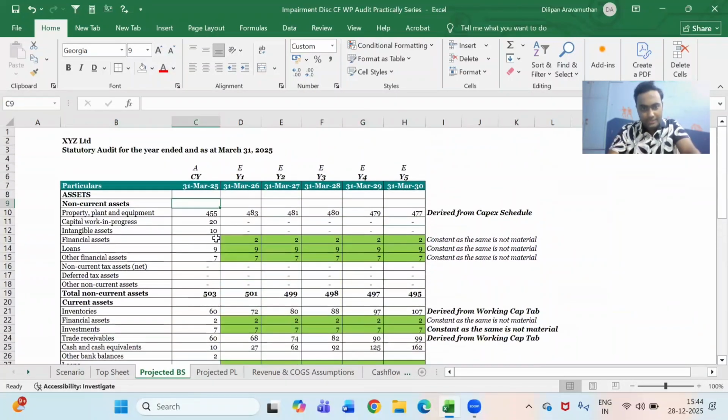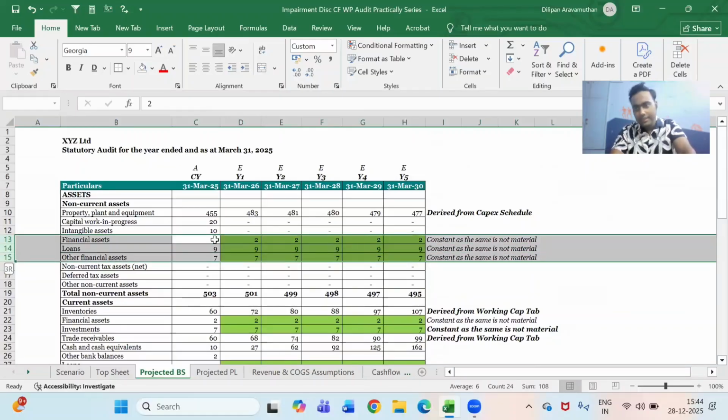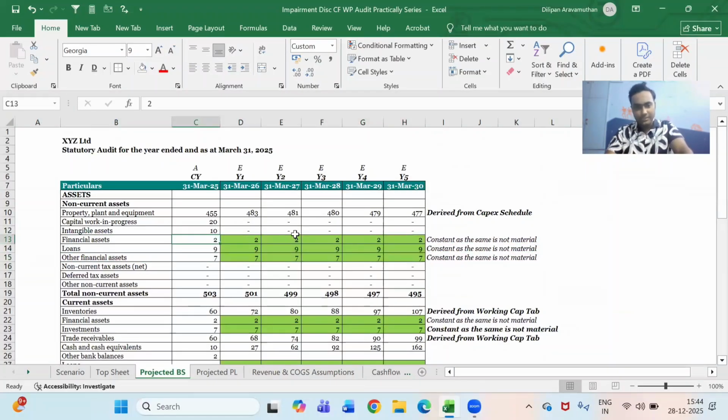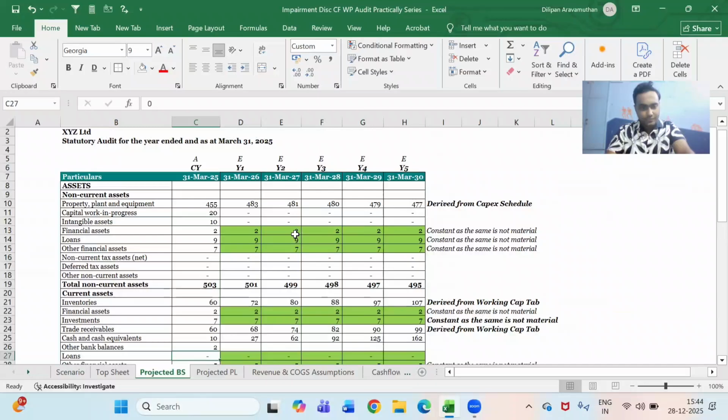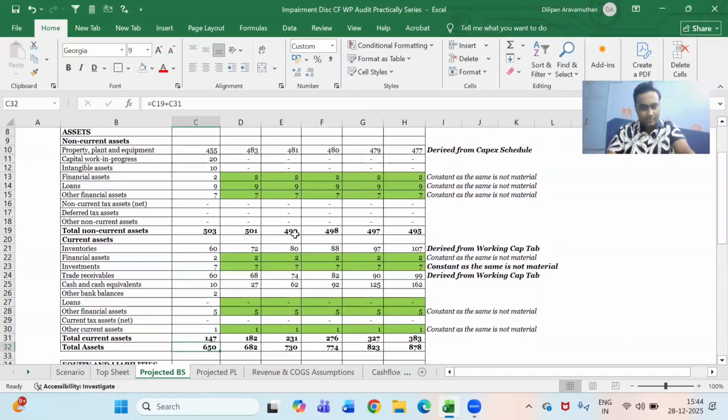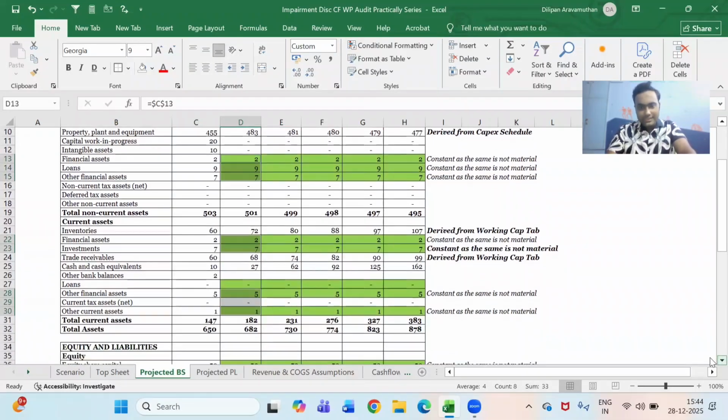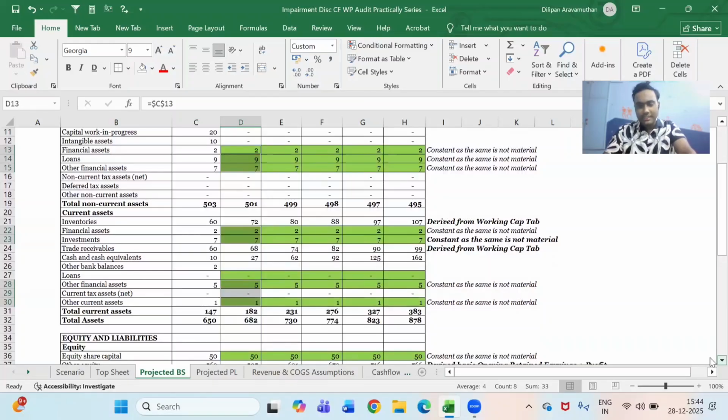If you see some items here, I've highlighted them in green. Why have I highlighted them in green? Look at the value of these items. Like financial assets is 2 crores, loan 9 crores, other financial assets 7 crores, financial assets 2 crores, investment 7 crores. And next, other current assets 1 crore, other financial assets 5 crores. If you see these items highlighted in green, together they come to 33 crores. These items are not even 10% of the total balance sheet size. The total balance sheet size is 650 crores, right? If I apply 10% on it, it's 65 crores. This is only 33 crores.